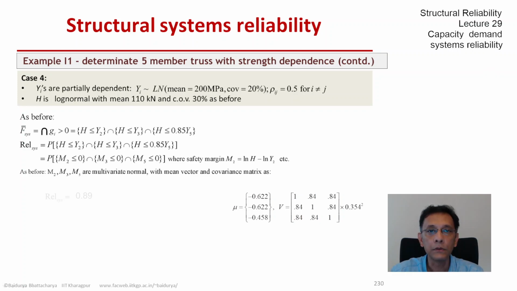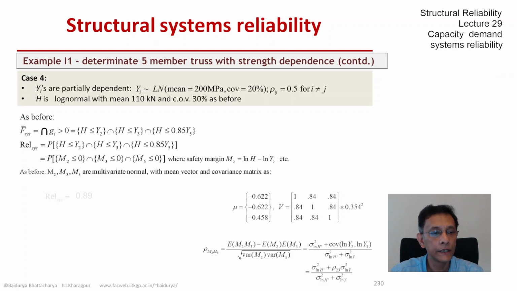The mean vector of the m's and the covariance matrix of the m's are, as you see on the screen. If you wanted to know how to do that, I have given one example for M2 and M3, where you see that rho of 2, 3, which means rho between y2 and y3, also needs to be listed in this case. And finally, the answer comes to 0.89, so it goes up from the complete independence case.